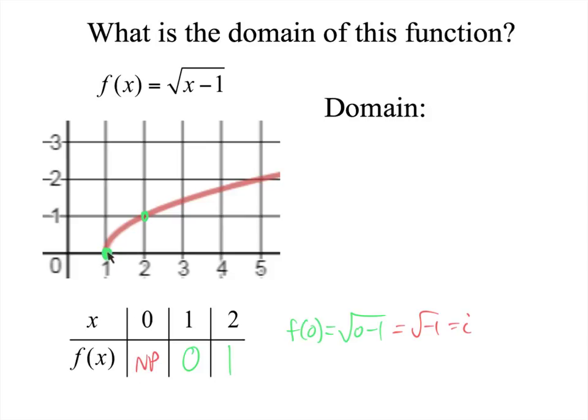So this graph starts at 1 and goes to the right. It doesn't have any values over here. And that's purposeful, because anything over here is imaginary.